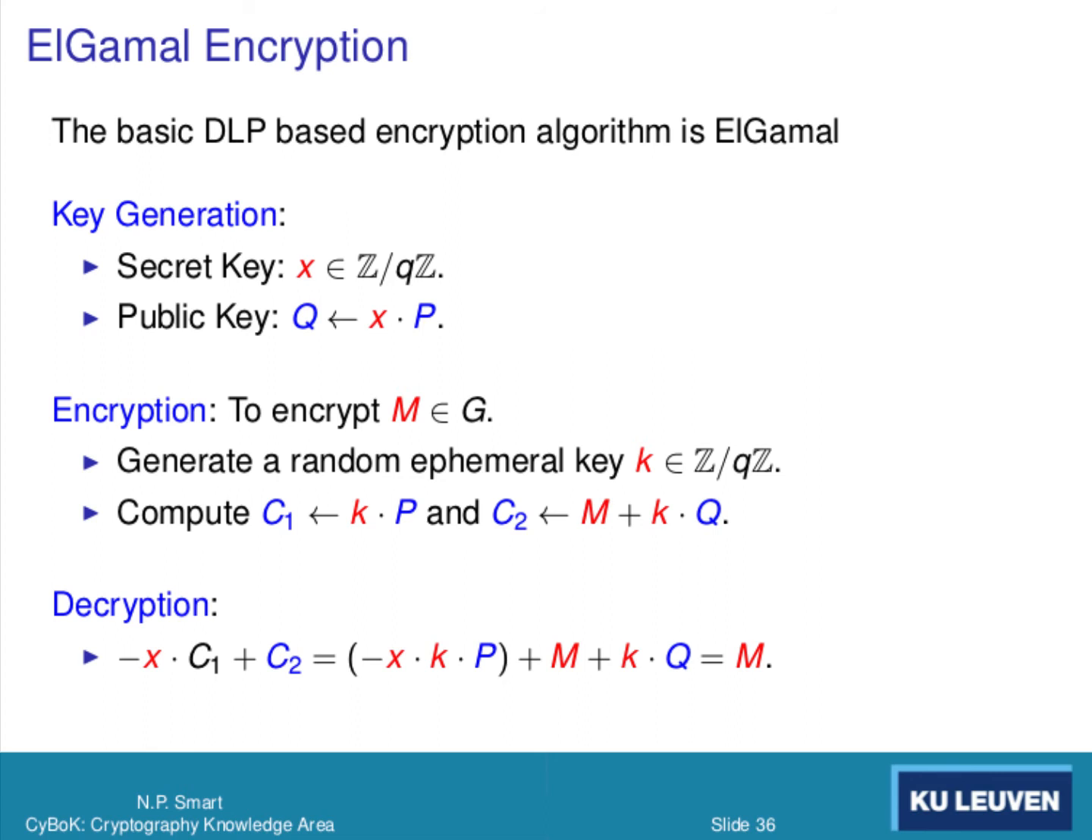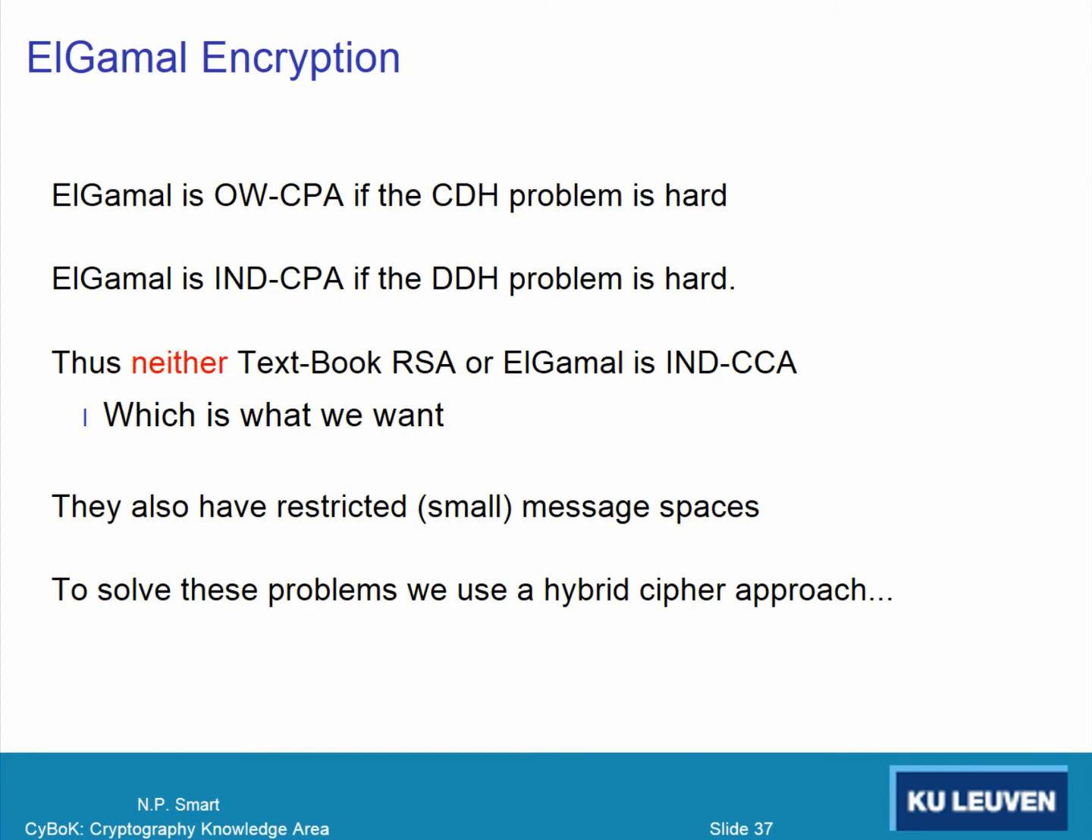Notice how this is randomized. This is a randomized encryption algorithm, so every time you encrypt a message, you get a different ciphertext coming out. Then to decrypt, you apply the obvious equation. Now what's nice about ElGamal is that we can show it's secure. Textbook RSA is not CPA secure.